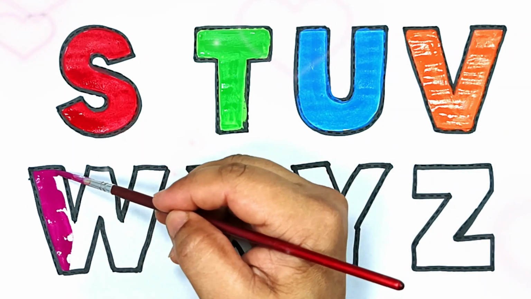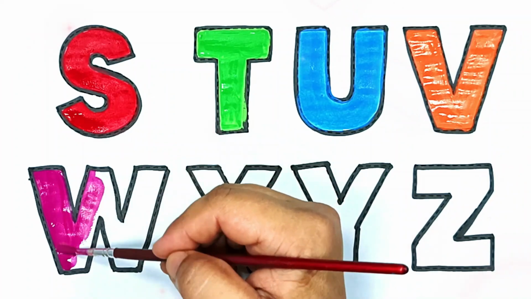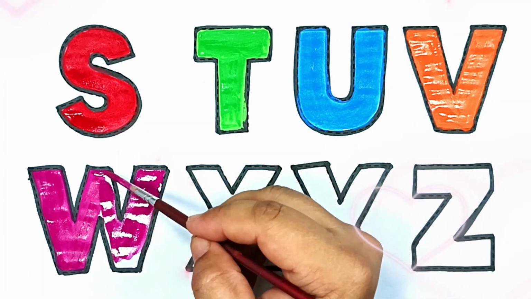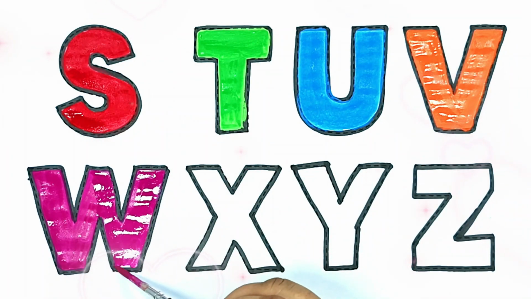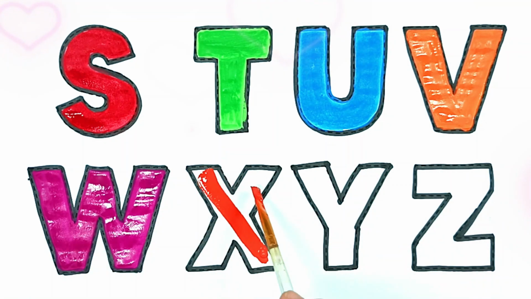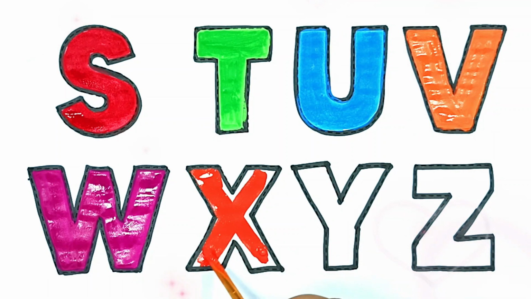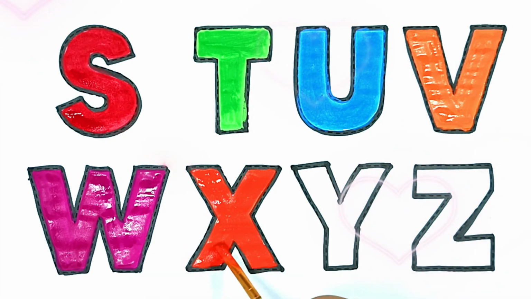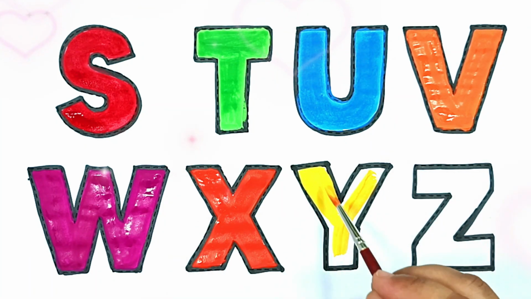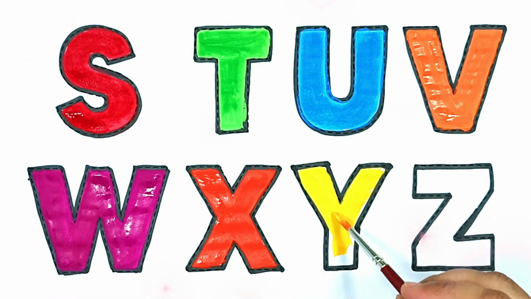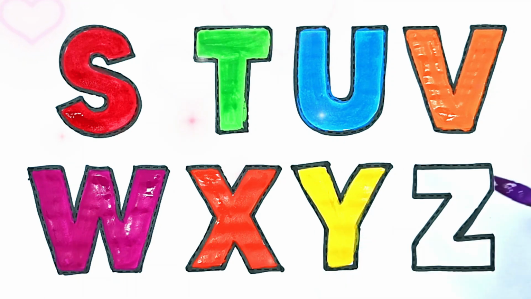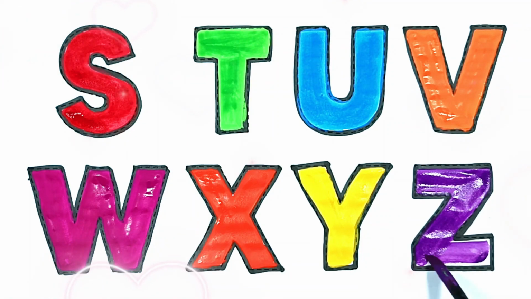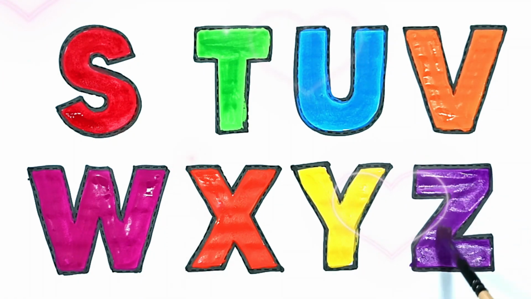W for whale. W for watch. W is for wishes, you make every day. X for fox. X is for xylophone, play it today. Y for yo-yo. Y for yacht. Y is for you. Now you know how it goes. Z for zebra. Z is for zipper, open and closed.